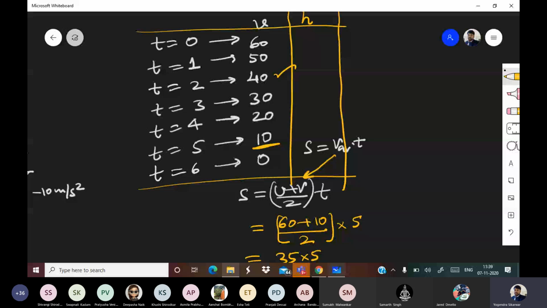Now at t equal to 1 second, velocity is 50. So pay attention. S1 is equal to (v plus u) by 2 into t. So v is 50, u is 60, by 2, into 1. So that becomes 110 by 2, and that becomes 55. So this answer is 55 meters. At t equal to 1 second, object will be at a height of 55 meters.